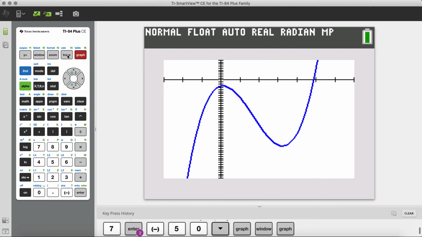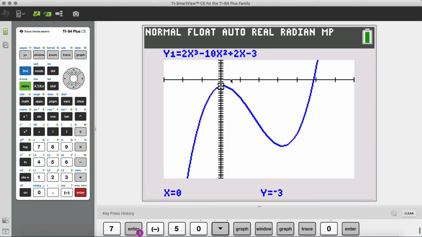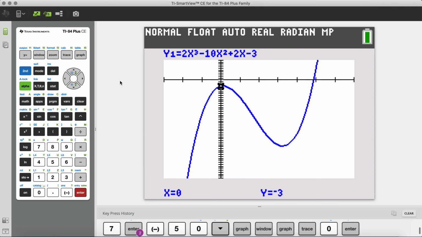So calculating the y-intercept, that one's easy. We're just going to click trace, we're going to click 0, and then we're going to click enter. That takes us right to where we cross the y-axis. So then when we write the y-intercept, we would just put 0, -3. Notice it should say all of these are written as ordered pairs.